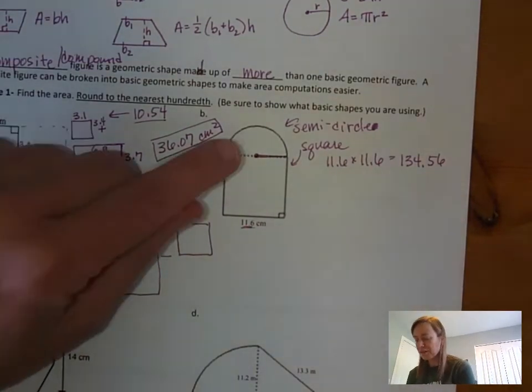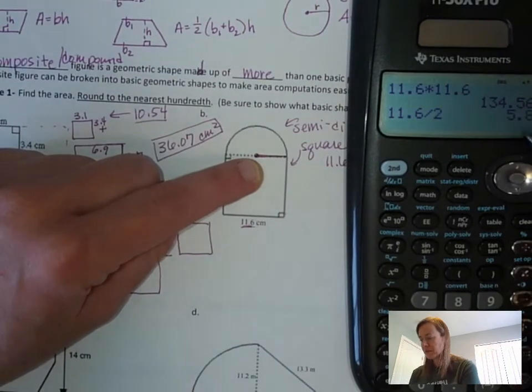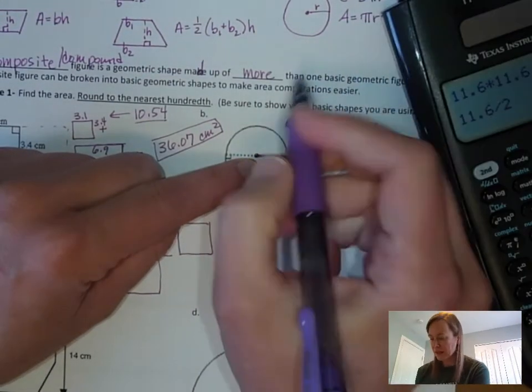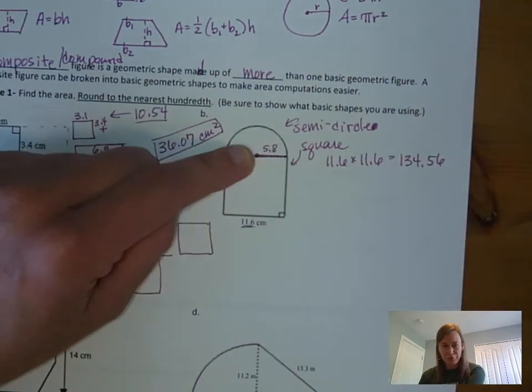So let's use our calculator to figure out the radius. Let's do 11.6 divided by 2, and that's going to be 5.8. And I'll just write that right here. So now we know our radius is 5.8.